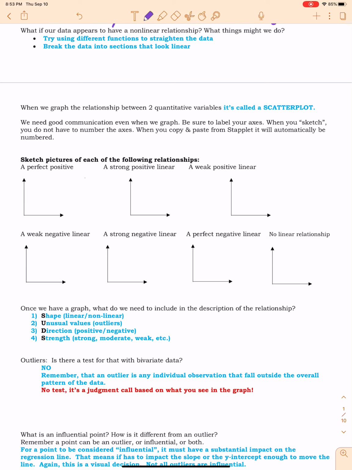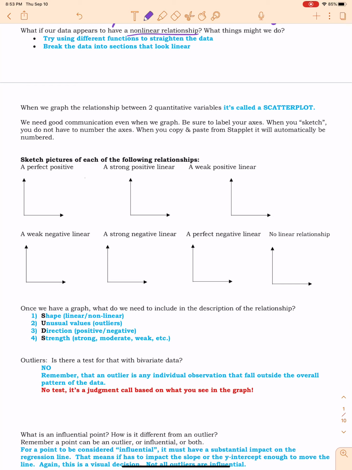Okay, AP Stat, this is your second Unit 2 video, so I'm just working through the notes here for you just to give you an idea of what's going on. At the bottom of page 1, we do have to talk about one thing. What do we do if our data appears to be a nonlinear relationship?